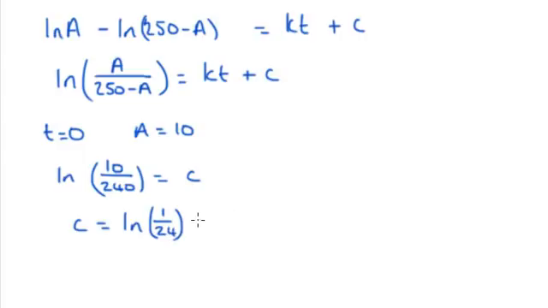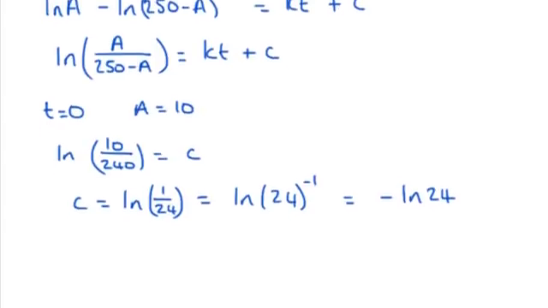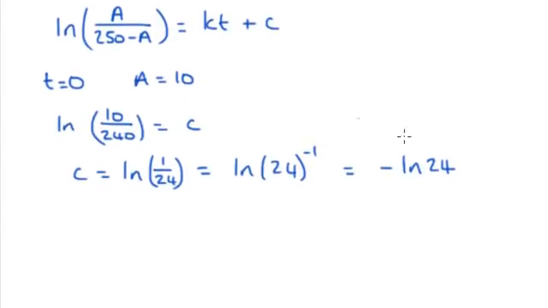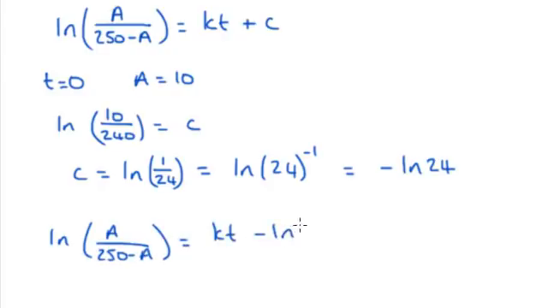I'm actually going to rewrite that as 24 to the minus 1 and bring the power to the front. So I'm going to have my c value as minus natural log 24. You'll see why in a minute. Because what I'm now going to do is put it into here. So natural log of A over 250 take A equals kt minus natural log 24.